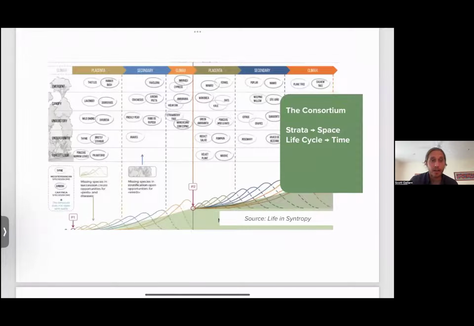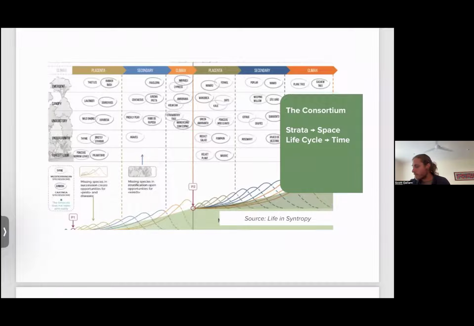In the theory of syntropic farming, there's a couple things that I think it's worth understanding before we dive in further. The two main concepts are that we're organizing plants over space. We'll call that the stratification of the plants, and we're organizing them over time. We can think of this as ecological succession, and we call this life cycle. And the group of plants together in this is called the consortium.